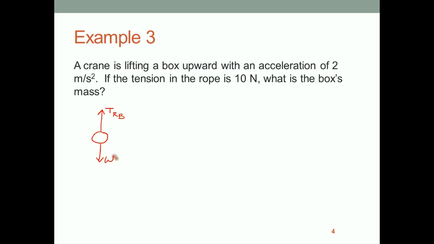We have gravity pulling it downward, but we can't calculate that yet because I don't know the mass. I do know that this force is 10 newtons, and I know that I have an upward acceleration of, boy, I really like 2 meters per second squared for these examples. And let's let up be positive. So F net equals MA, but I can't plug in for MA yet because I don't know M.